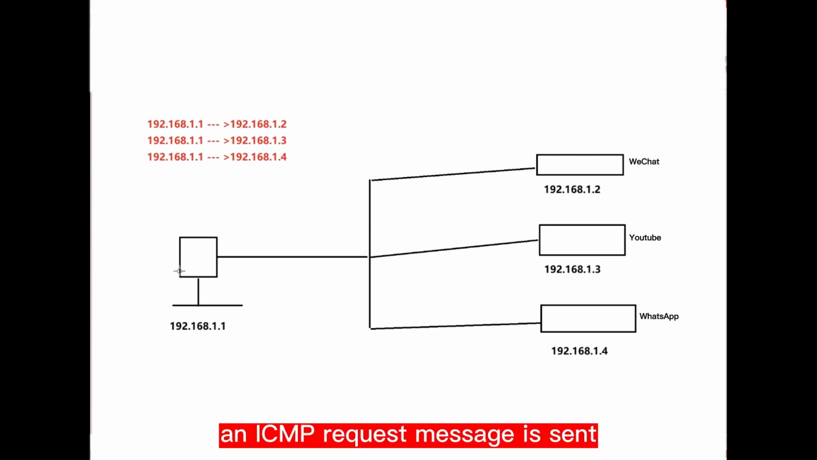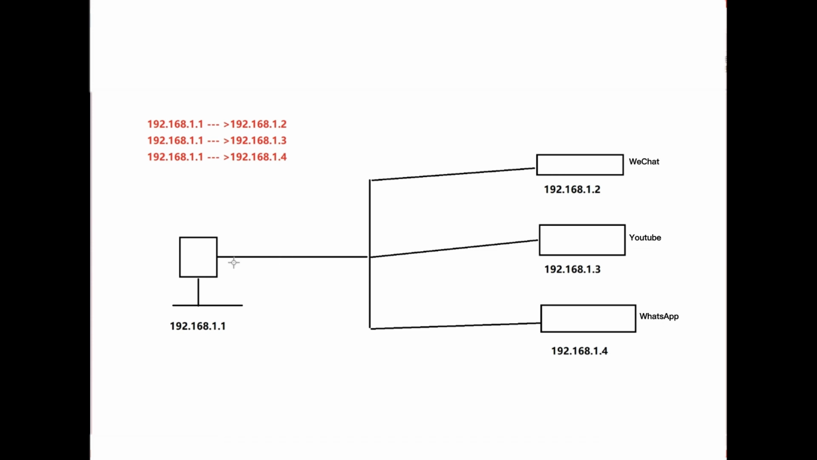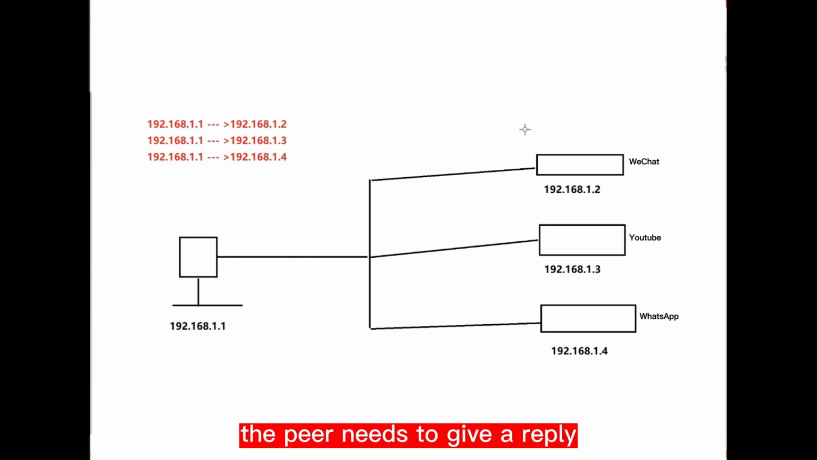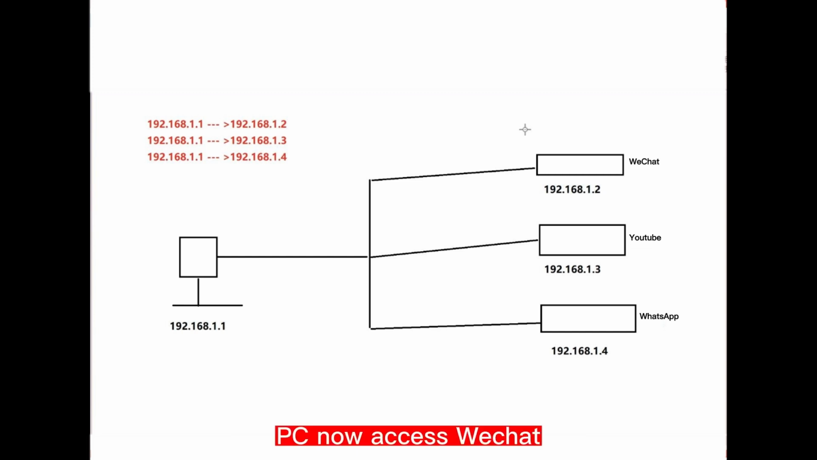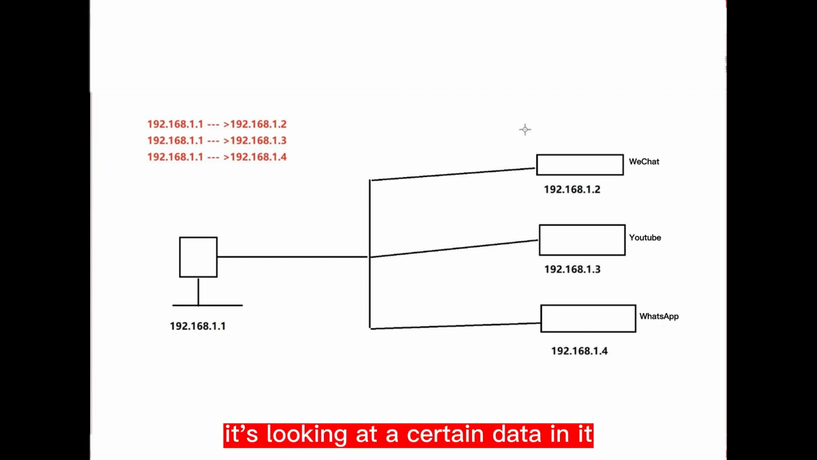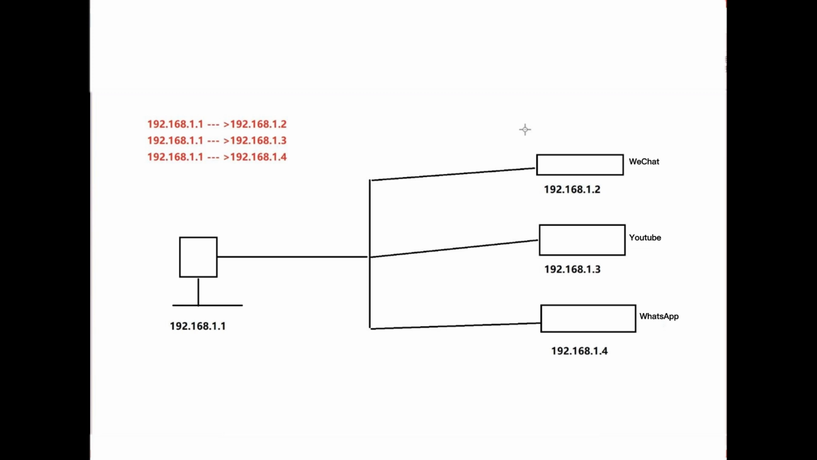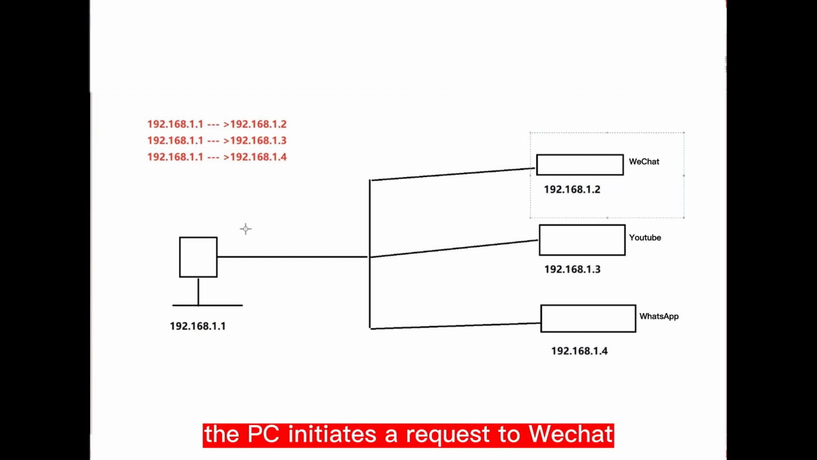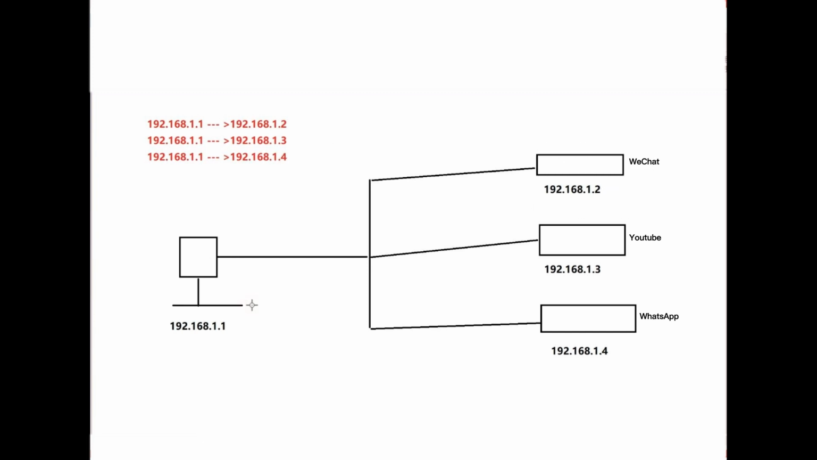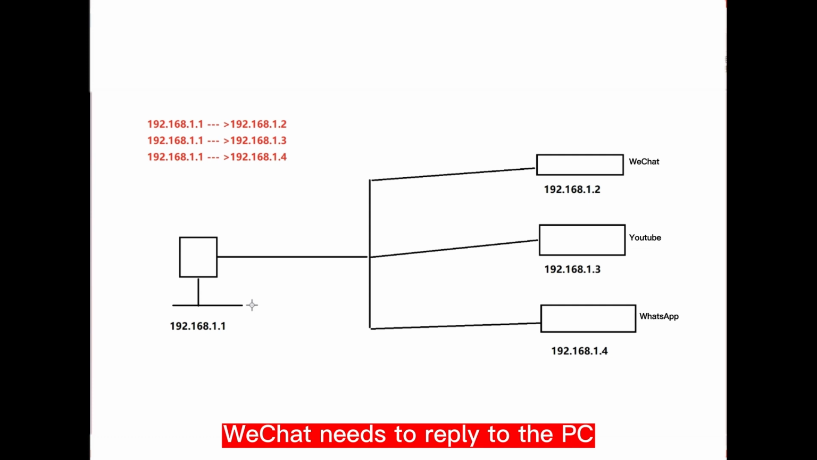An ICMP request message is sent. The peer needs to give a reply. It's called data communication. The PC now accesses WeChat. It's looking at certain data in it. The PC initiates a request to WeChat, and WeChat needs to reply to the PC.